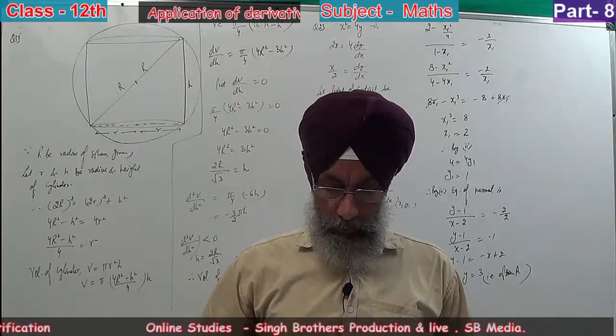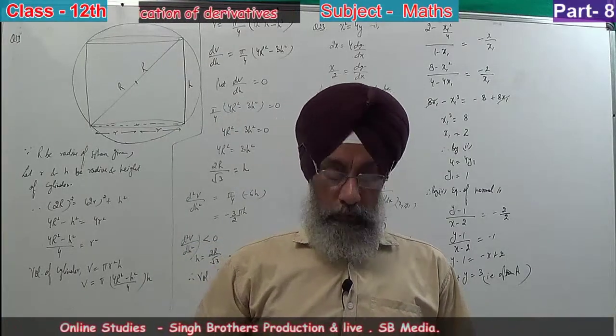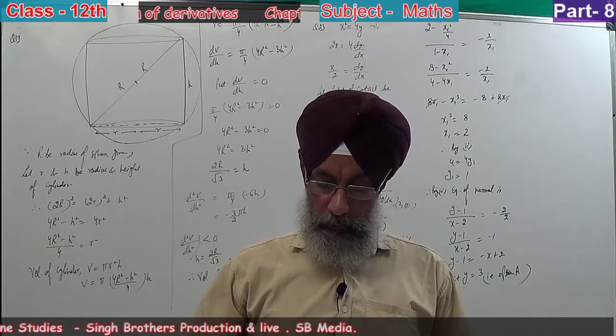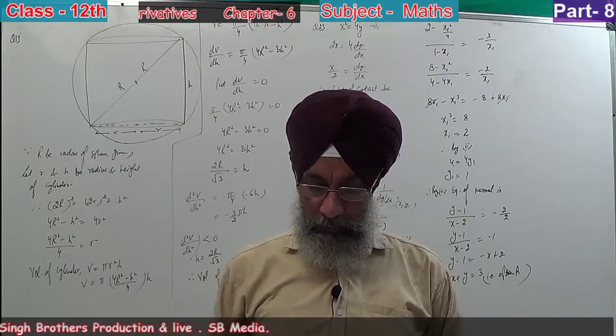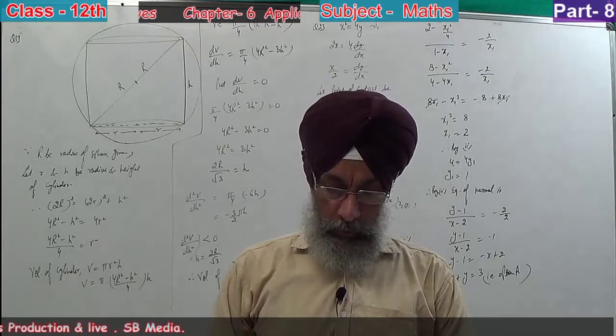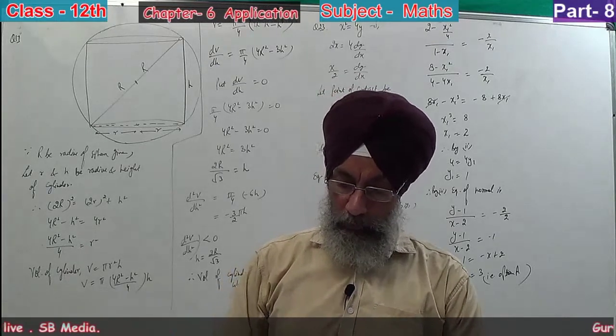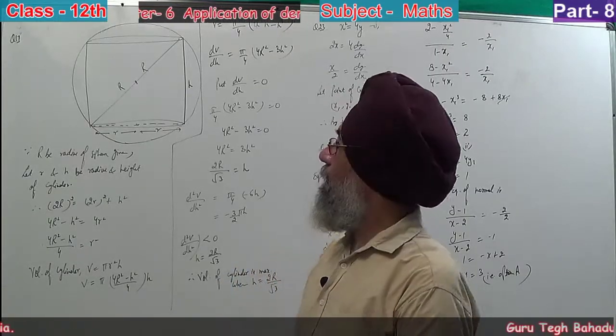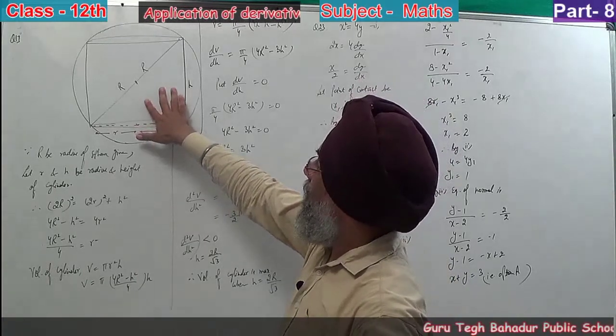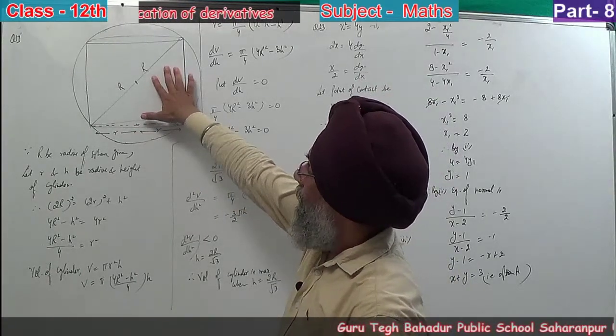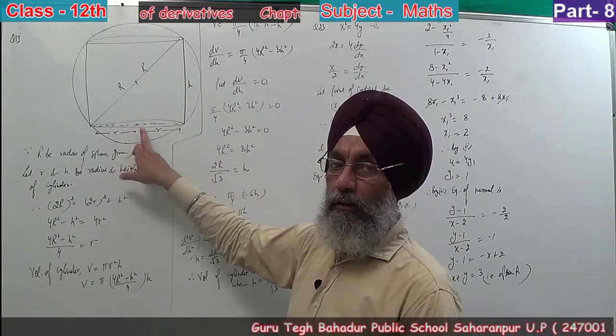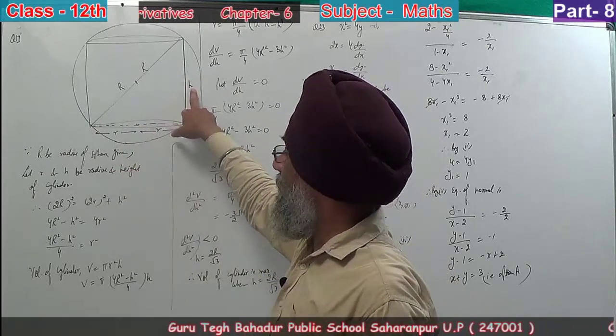See the question number 17, which is saying that show that the height of the cylinder of the maximum volume that can be inscribed in a sphere of radius R is 2R upon root 3. Also find the maximum volume. Now, the cylinder is inscribed in the sphere. Sphere has the radius capital R. Let us denote the radius of the cylinder by small r and height h.